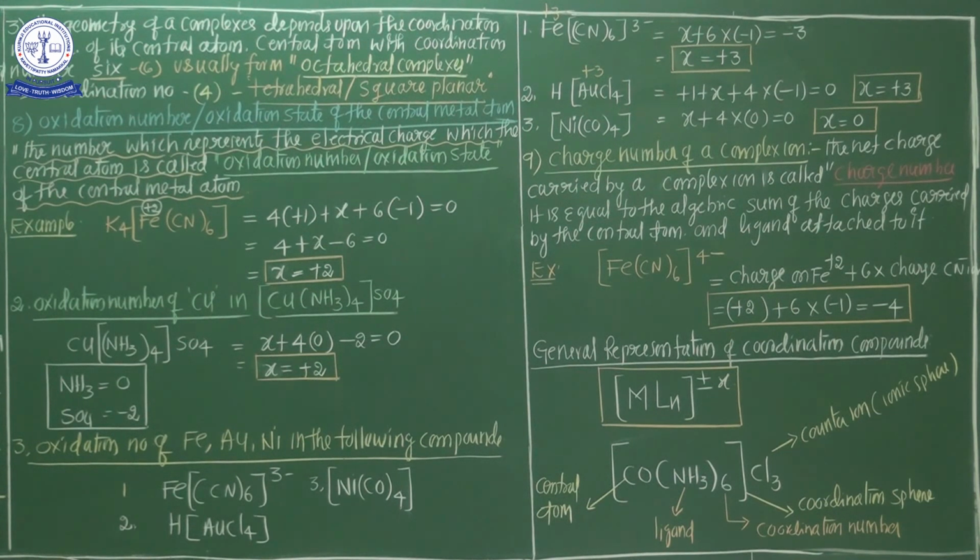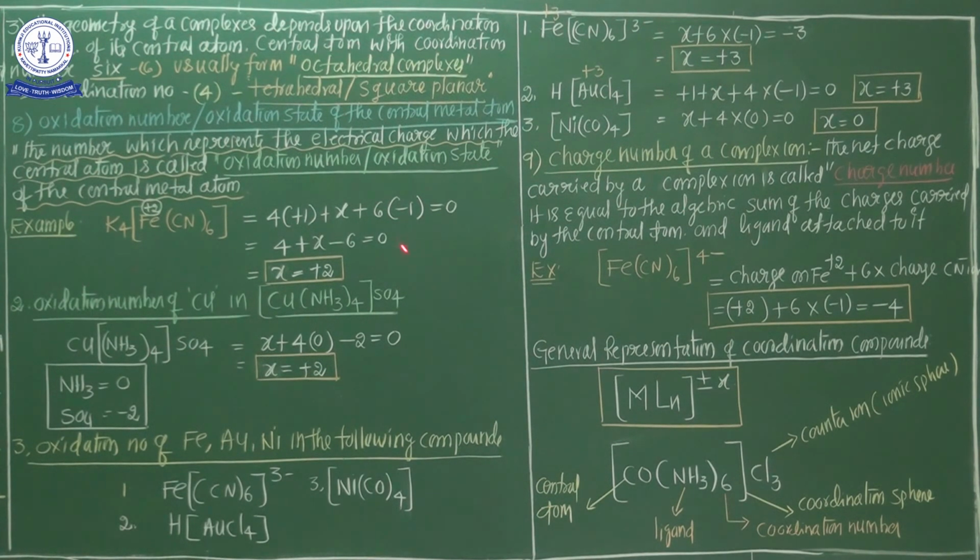Okay, that is the most important point about neutral complexes. There is no oxidation state on the nickel in nickel carbonyl. So nickel x plus 4 into 0 is equal to 0, therefore x is equal to 0. In nickel carbonyl, the nickel oxidation state is 0, in gold plus 3 and iron plus 3. These are the oxidation states of the compounds.